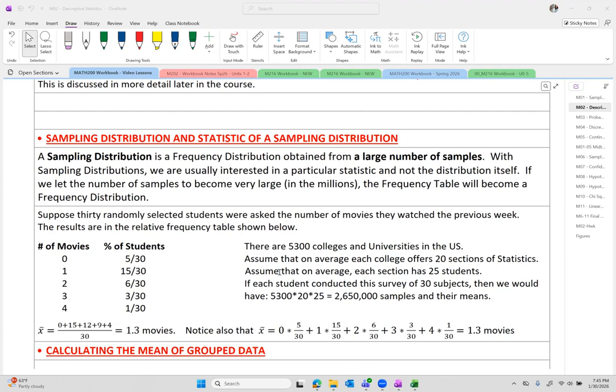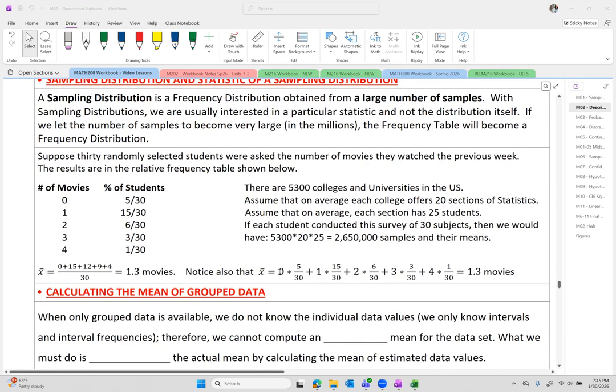Suppose 30 randomly selected students were asked the number of movies they watched the previous week. The results are in a relative frequency table below. Remember, relative frequencies are the percent of students who watched a particular number of movies. So the variable is the number of movies that students watched, and it is a numerical variable, quantitative and discrete, because it's just counting numbers, including 0.